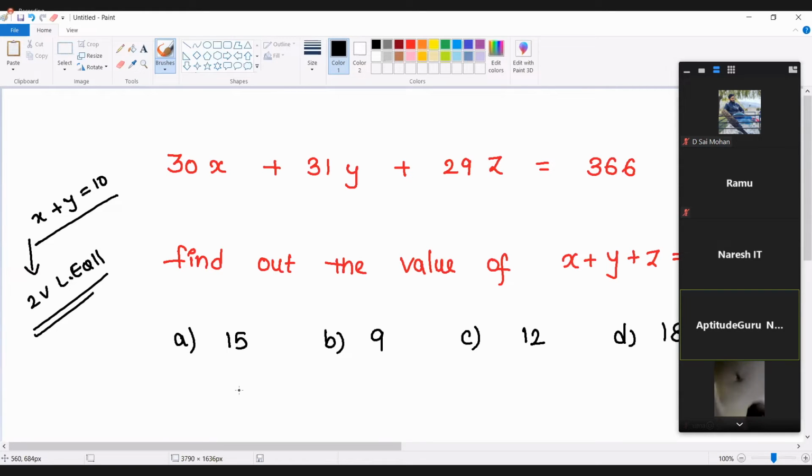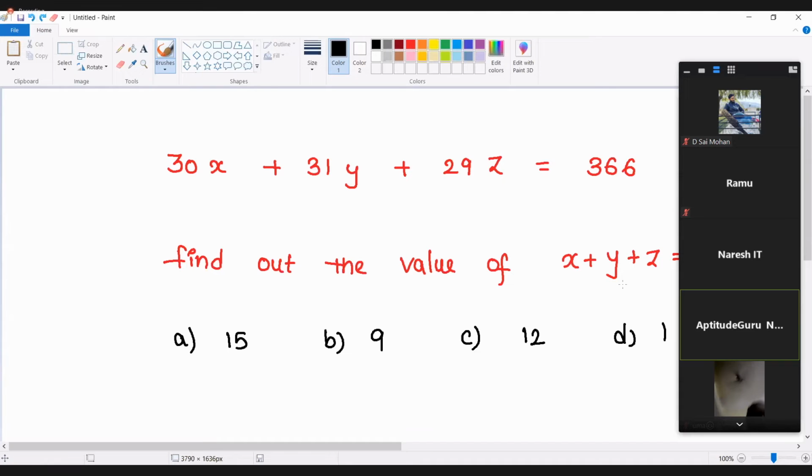Whenever you are dealing with a three variable equation, you need at least two or three equations to solve. So here three variables are available and only one equation is given. Directly they are asking us to find what the x plus y plus z value is.